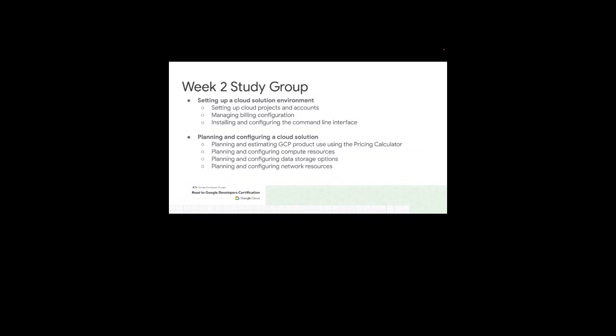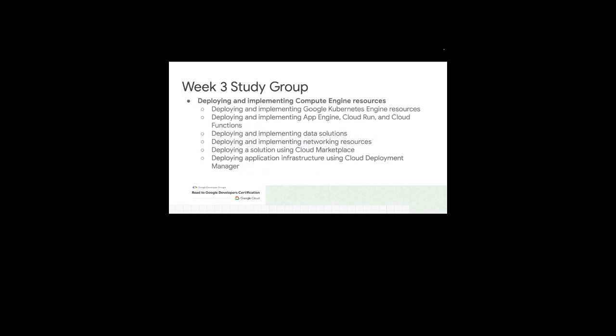The first thing you'll learn is about planning and estimating a GCP product using the pricing calculator. This is something I often use when working with clients to be able to at least get a rough estimate of what different services would cost, and the pros and cons of different solutions. Then planning and configuring compute resources, planning and configuring data storage options, as well as network resources.